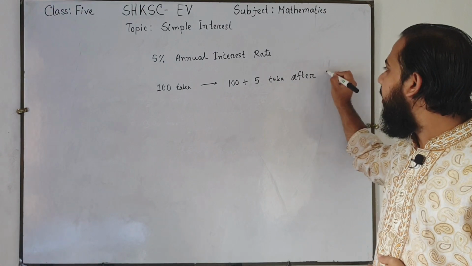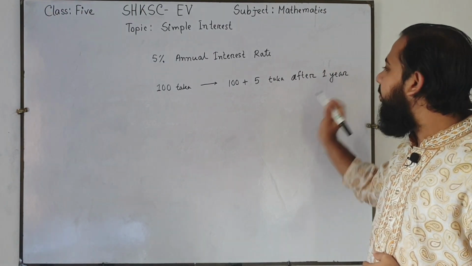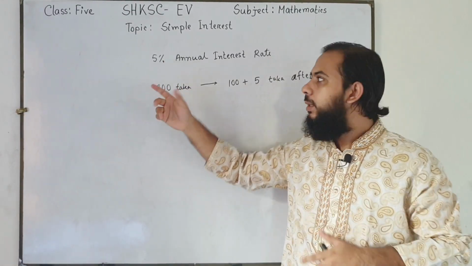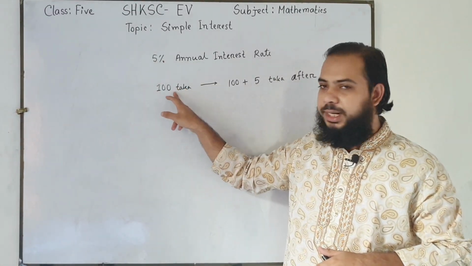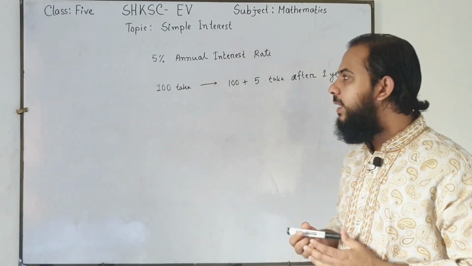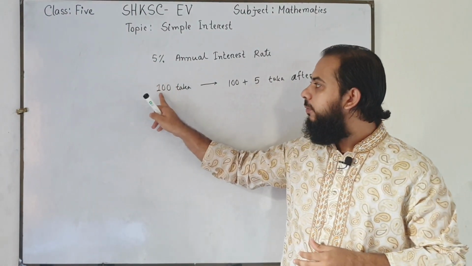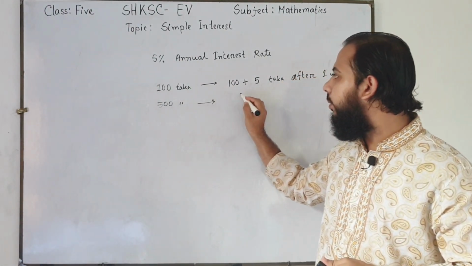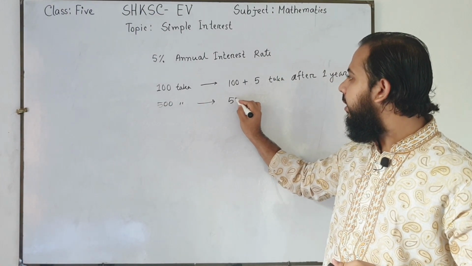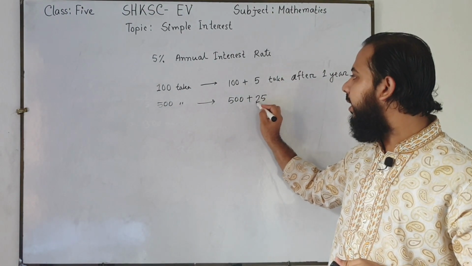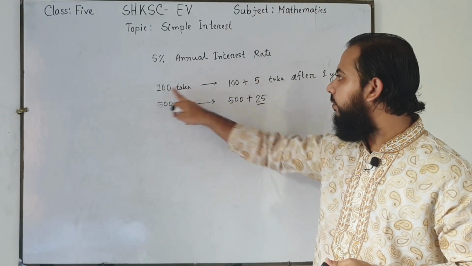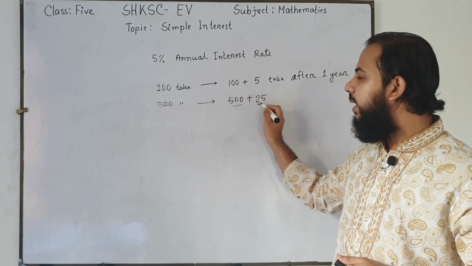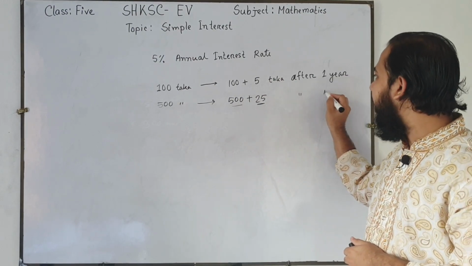This means if you borrow some money, you have to pay back this 5 taka for each 100 taka after each year. Say if you have borrowed 500 taka, then you have to give 500 plus 25 taka extra. So 5 fives are 25 taka extra. So you have to pay back 525 taka for 1 year.